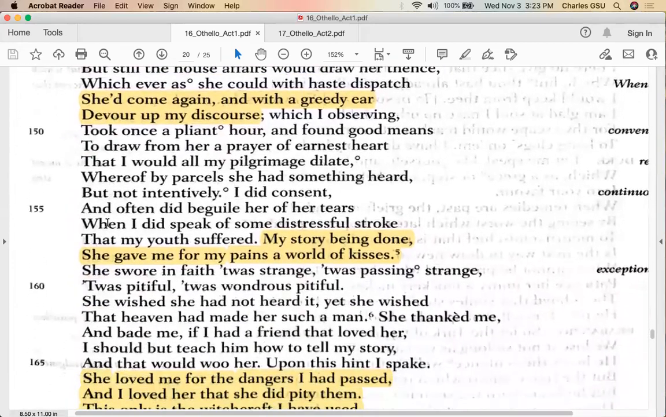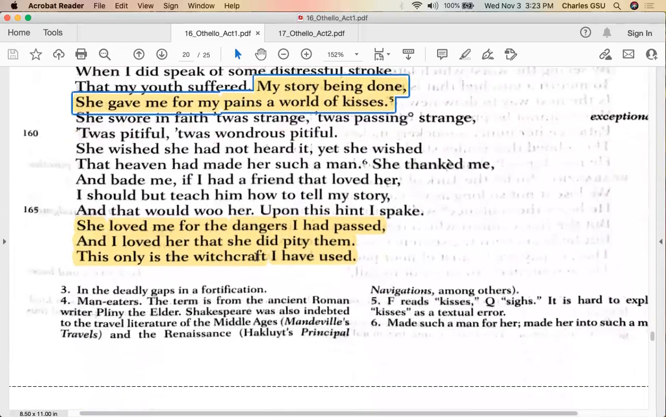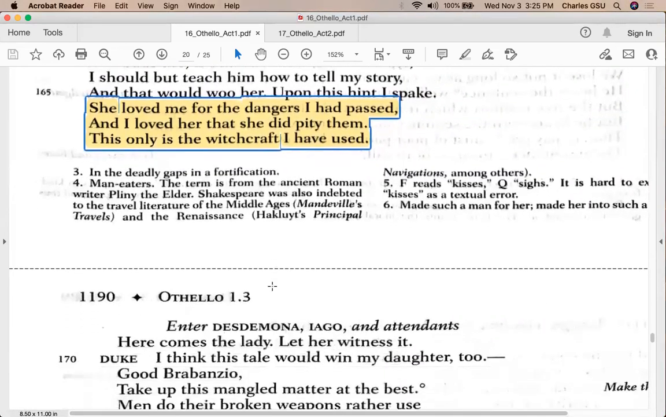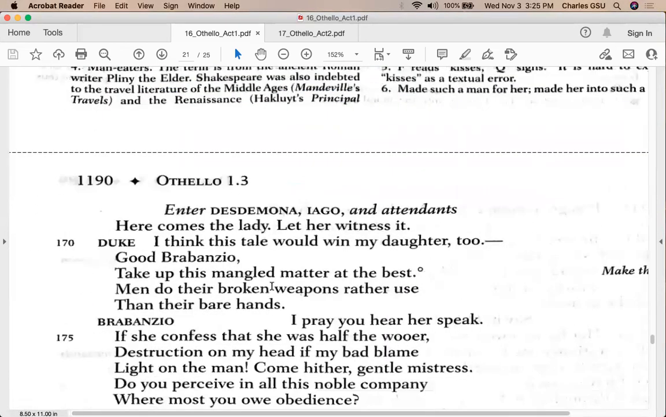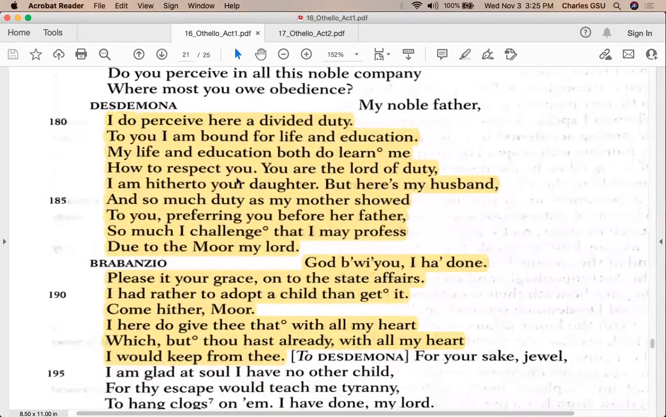And then he says, my story being done, she gave me for my pains a world of kisses. In other words, she's basically fallen in love with him. She loved me for the dangers I had passed, and I loved her that she did pity them. This only is the witchcraft I have used, right? So it's not actual drugs, right? It's romance. But of course, Brabantio doesn't want to believe that.